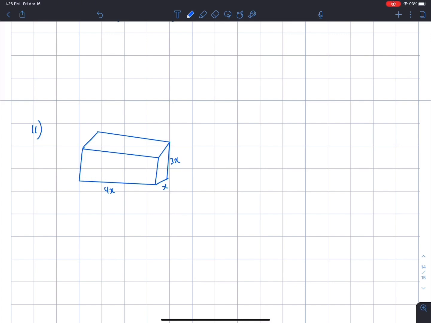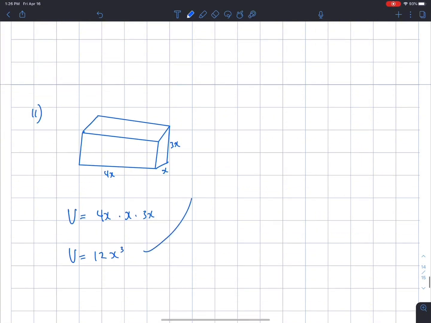And the volume is 768, what are the dimensions? So the volume is just 4x times x times 3x, right? You just multiply the length times width times height to find the volume. So 4 times 3 is 12, x times x times x is x to the power 3. We were told that this volume 12x to the power 3 equals 768. So now we can divide both sides by 12. We get x to the power 3 equals 64.